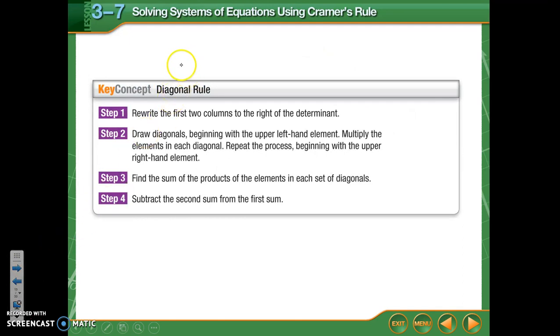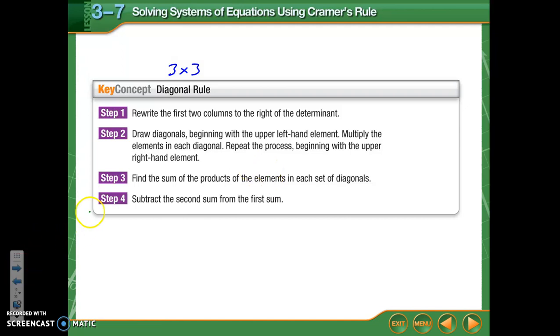All right, what we're going to do now is talk about how to find a determinant of a 3 by 3 matrix. This is obviously a little bit more complicated, so take a second to read through these steps. The first step is to rewrite the first 2 columns outside to the right of your determinant. Then we're going to draw in diagonals, from the upper left down and from the upper right down. We're going to find the sum of the products of the elements in the diagonals, meaning we're going to multiply everything along the diagonals. And then I'm going to add those numbers together, which I'll show you in a second. And then we subtract the second sum from the first sum.